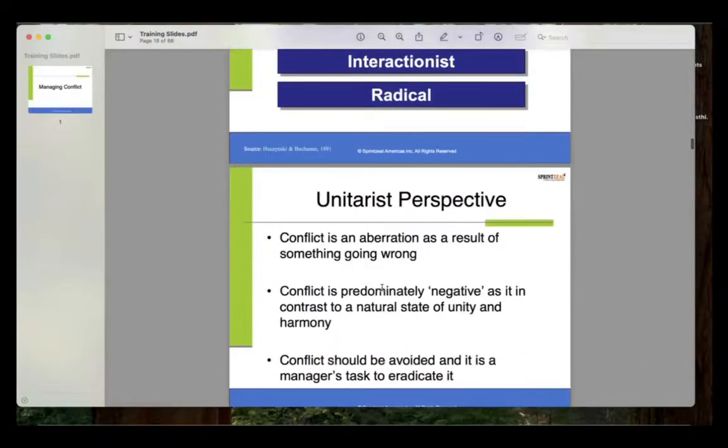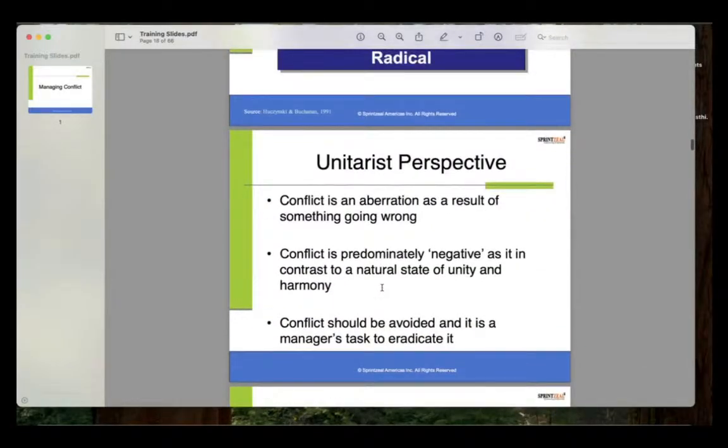So let's see in detail what we mean by this. What happens in the unitarist perspective? Conflict is an aberration, a result of something going wrong. Conflict is predominantly negative, as it is in contrast to a natural state of unity and harmony. In this unitarist perspective, conflict should be avoided, and it is a manager's task to eradicate it. So here the task is also assigned: whose task is it to eradicate the conflict, who should be avoiding it.